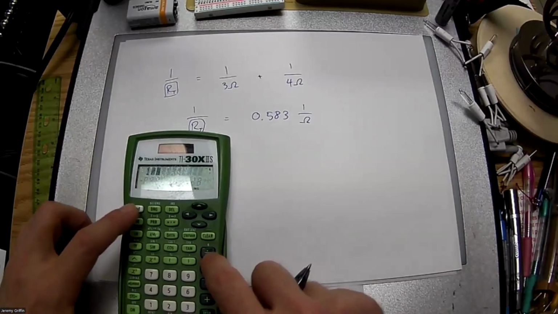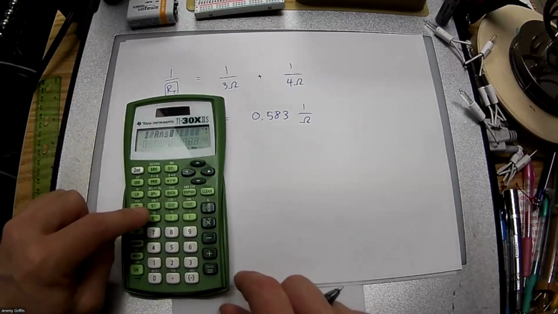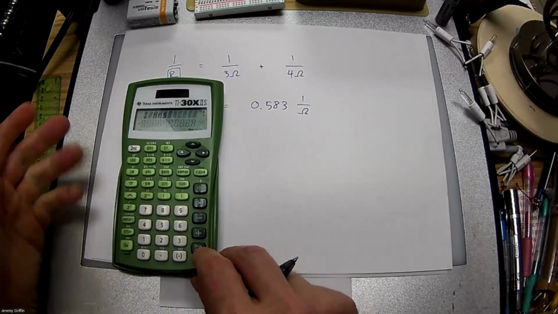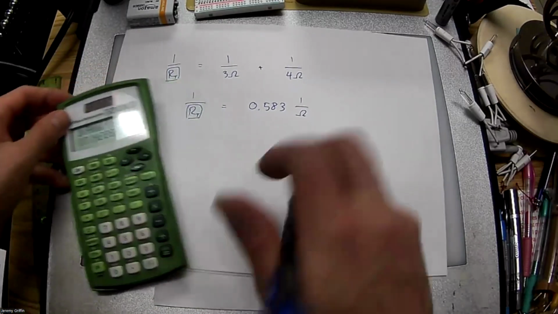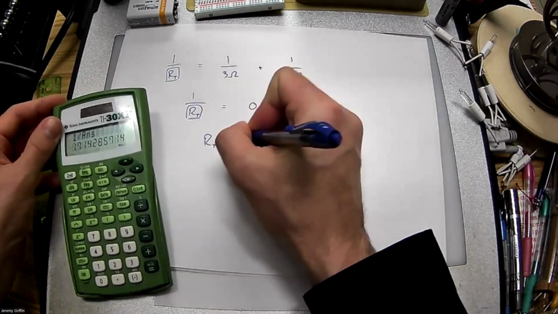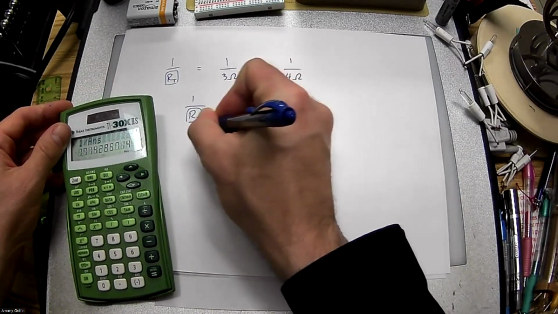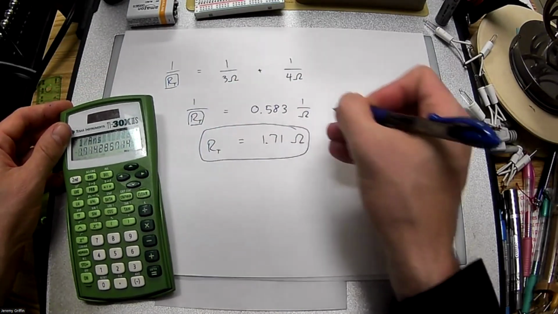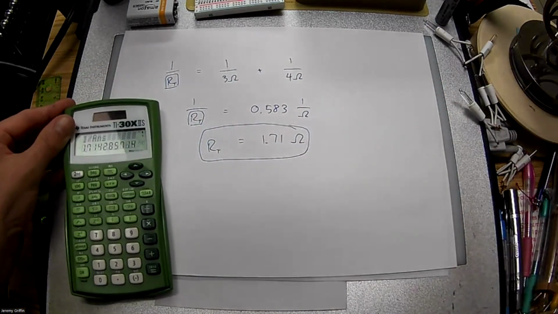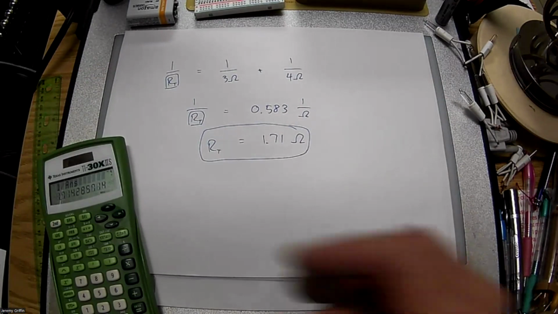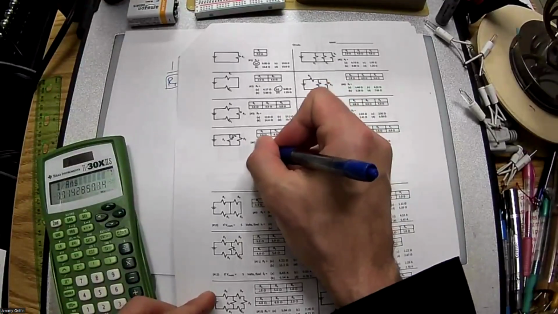I can do 1 over the answer, right? Or I could hit that key above the 7 that says x to the minus 1. That'll also take the reciprocal, right? So there it is. Resistance total is 1.71 ohms of resistance. That's the Greek letter omega for ohms. Okay. Right, which is an answer on my paper. So I'll circle that and good to go.